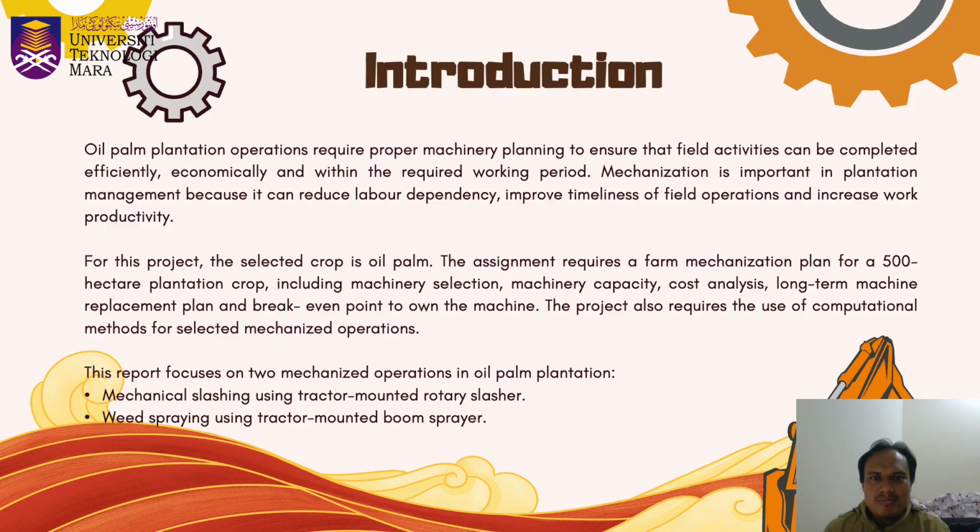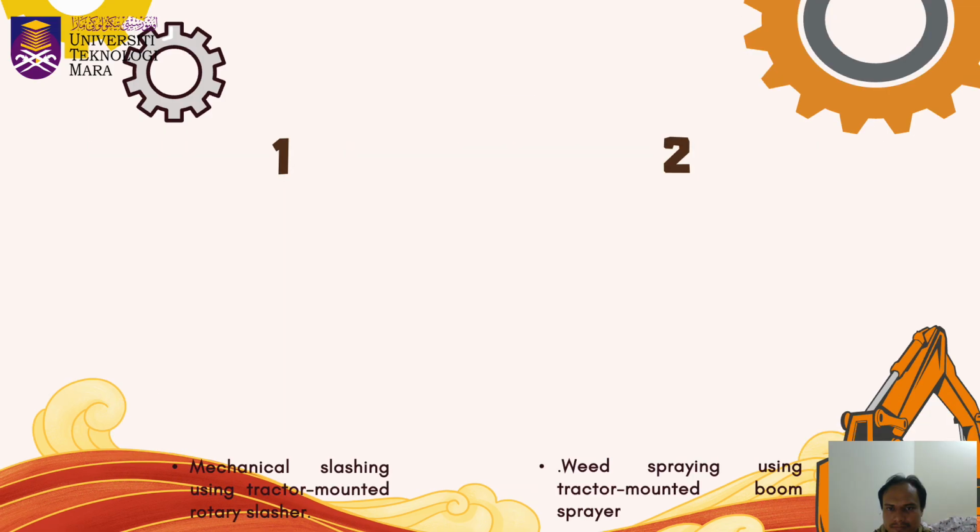Introduction. Oil palm plantation operations require proper machinery planning to ensure that every field activity can be completed efficiently, economically, and within the required working period.